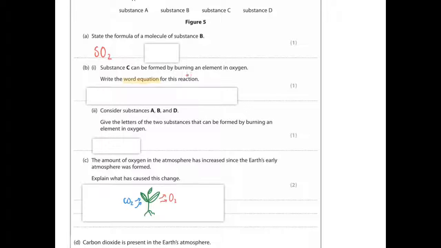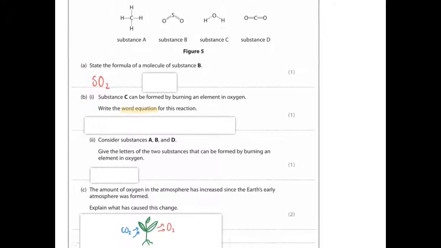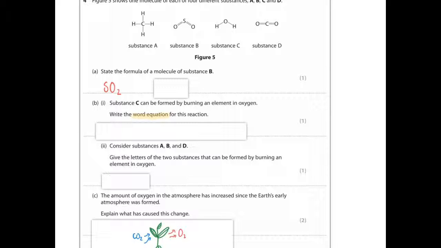Substance C can be formed by burning an element in oxygen. Write the word equation for this reaction. It's really important you write a word equation and not a chemical equation, otherwise you won't get the mark. So it can be formed by burning an element in oxygen. Write the word equation. So this is easier than it looks.